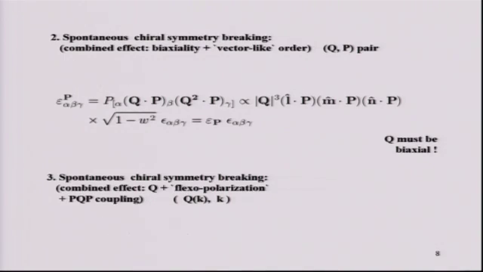And again, if you do the calculus, you will find out that you cannot induce chirality if Q is not biaxial. So biaxiality is extremely important. But also, the polar vector cannot be an eigenvector of the tensor Q. And also, it cannot lie in the plane of two directors. Okay, so that's the limitation.